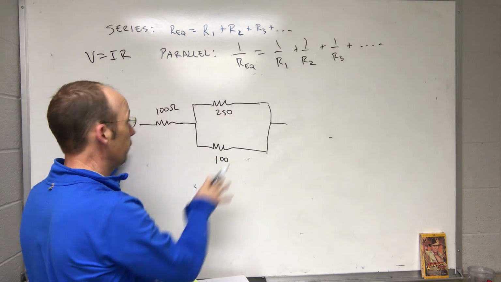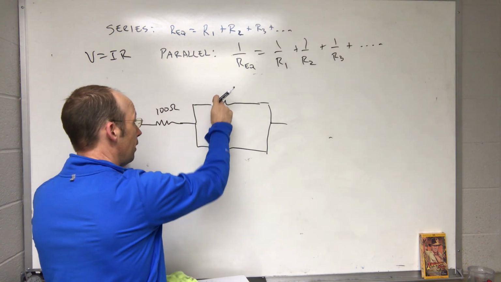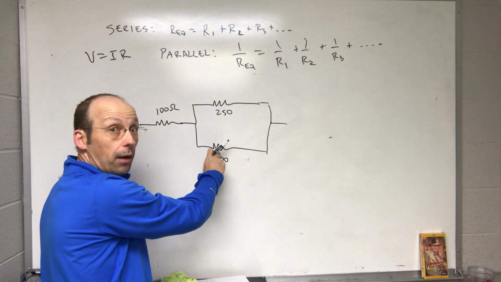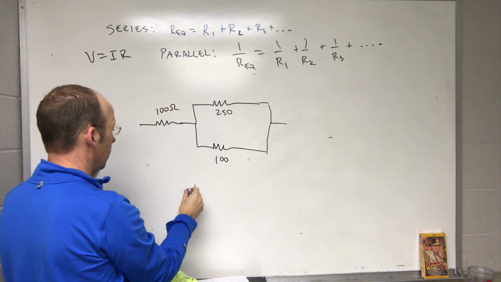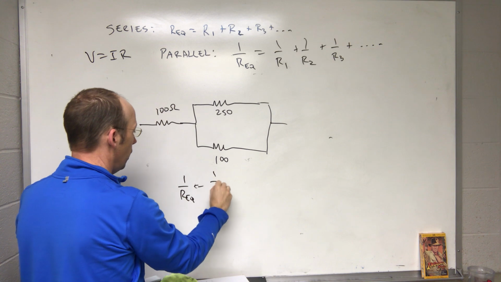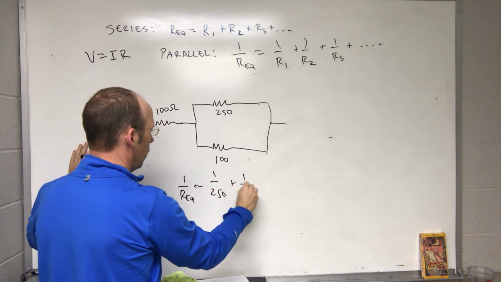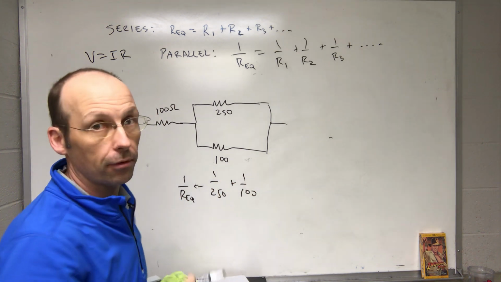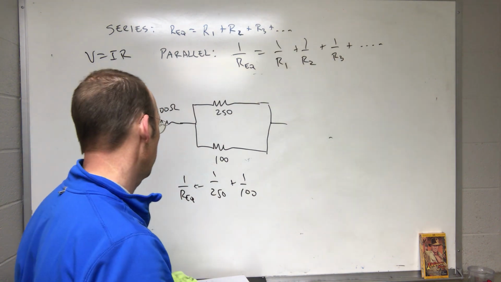Now I have 3 resistors. Here, this is indeed in parallel with that one because they have the same voltage across them. So I can say 1 over R equivalent equals 1 over 250 plus 1 over 100. And I didn't pick good numbers because I'm a dummy. Okay.